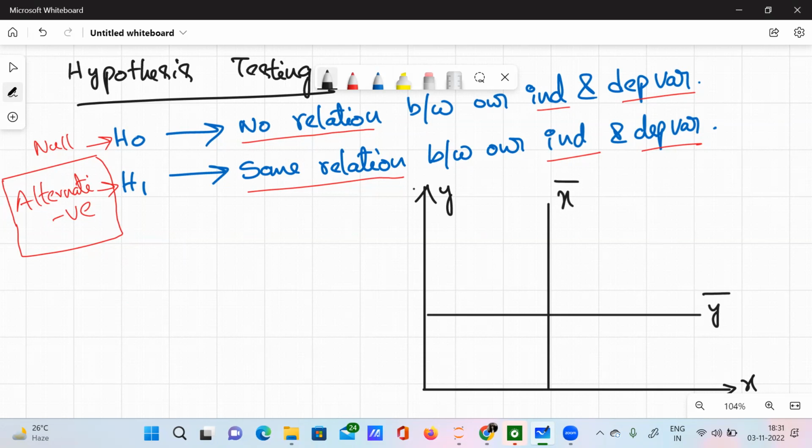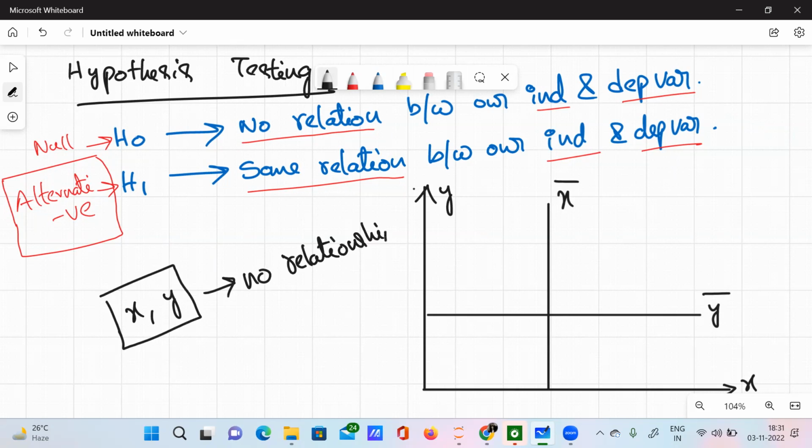Let's imagine we have two variables. One is our independent variable x, and one is our dependent variable y. And let's imagine these two variables don't have any kind of relationship, no relation. I'm assuming this. If there is no relationship between these two, then the data points, if I plot them, would be like this.